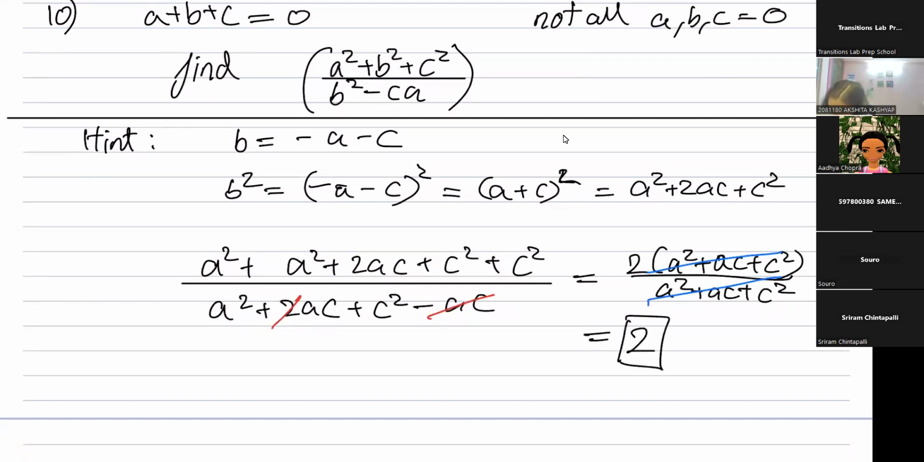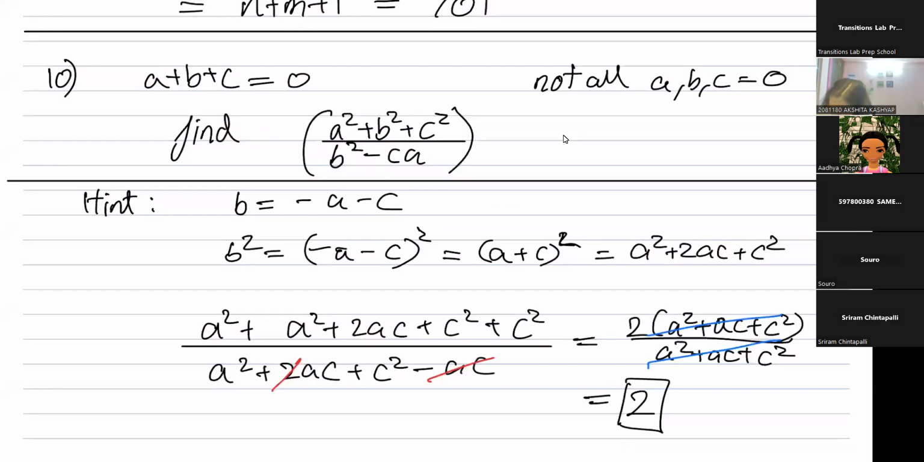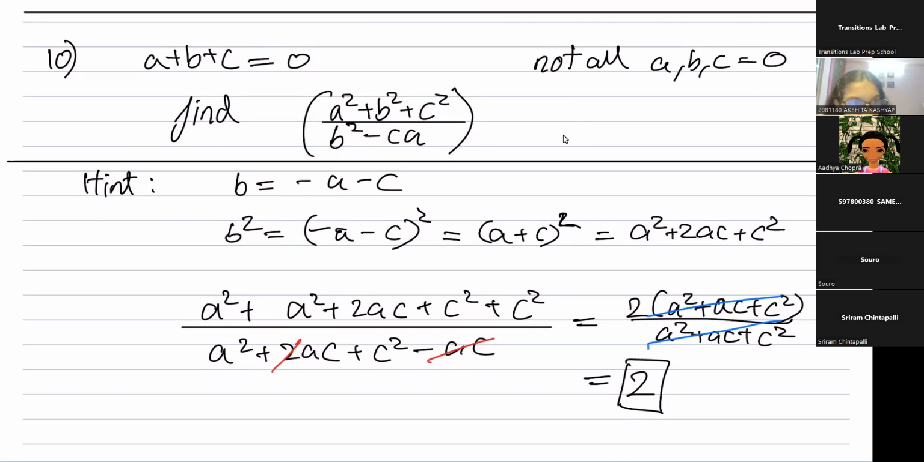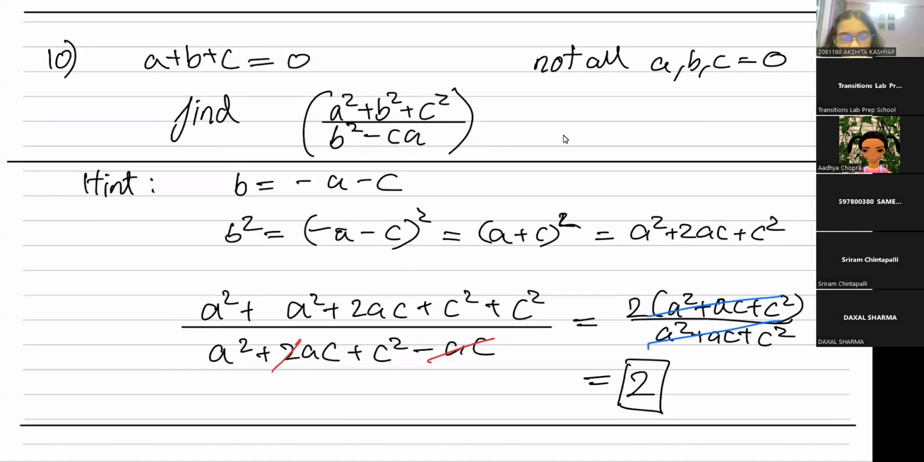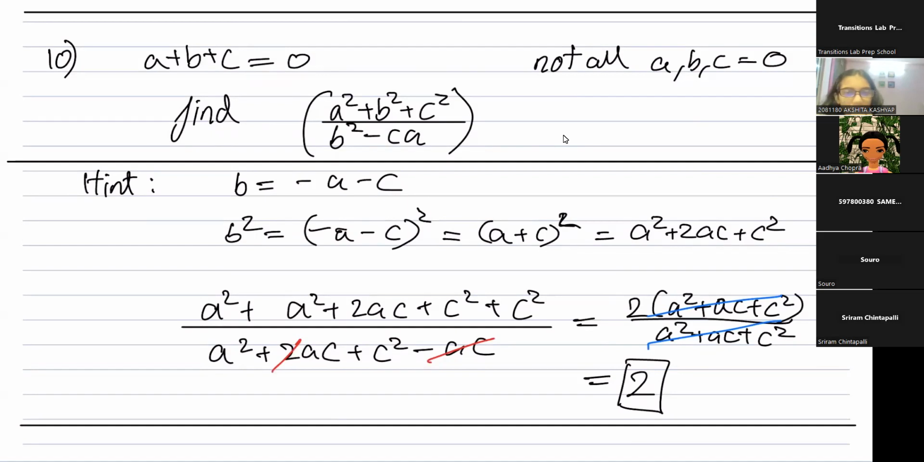Now, why is it important to say that not all a, b, and c are equal to 0? If a and c were equal to 0, then b also would be equal to 0. So, by parity, you know that at max 1 can be 0, not all 3 can be 0. So this would never be of the form 0 by 0, if that is what you are concerned about. Other than that, you will always end up with the value 2 for this fraction. In fact, if you can't do this algebraically, take values such that b square is not equal to ca, which holds if you take a plus b plus c equal to 0, and then you can get your answer.